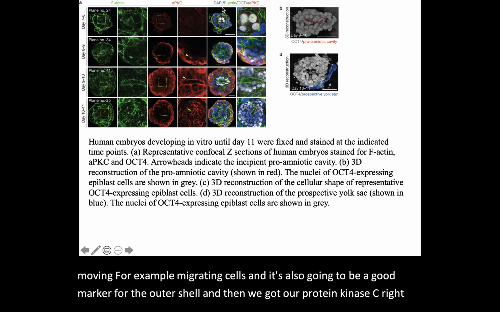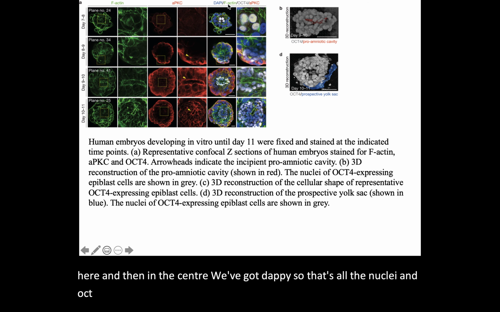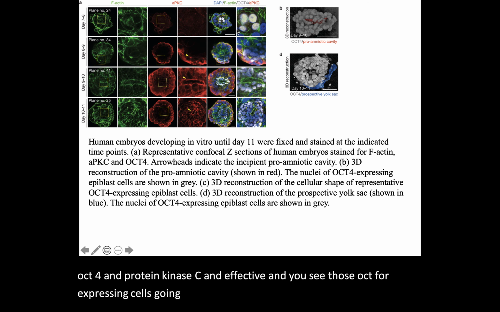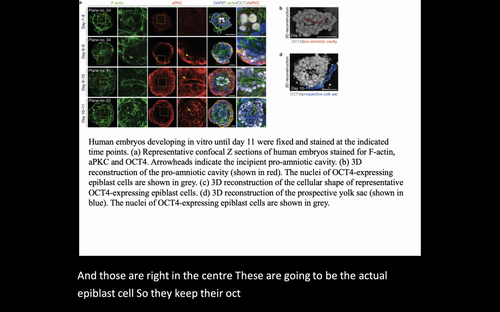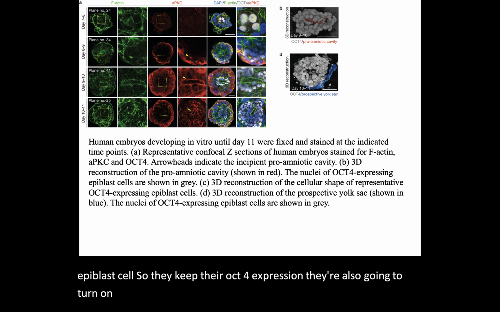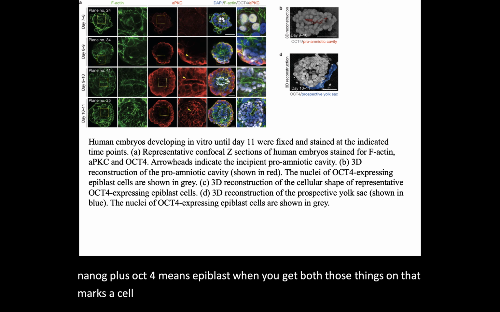And then in the center, we've got DAPI, so that's all the nuclei, and OCT4 and protein kinase C and F-actin. And you can see those OCT4 expressing cells are going to be this nice sort of whitish purple color. And those are right in the center. These are going to be the actual epiblast cells. So they keep their OCT4 expression. They're also going to turn on nanog expression, like we showed in that first slide. And yeah, nanog plus OCT4 means epiblast. When you get both of those things on, that marks a cell that is going to go on to actually form some part of the body of the baby.